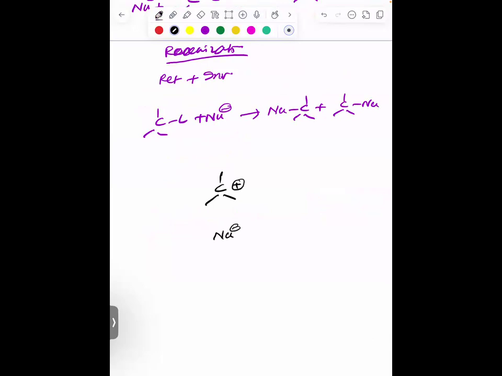So once the carbocation is formed, it has two options. The nucleophile can attack from the position where the leaving group is present, which is retention, and it can attack from the opposite side, which is known as inversion. So in SN1, it is the racemization of configuration. Both sides means racemization, right?